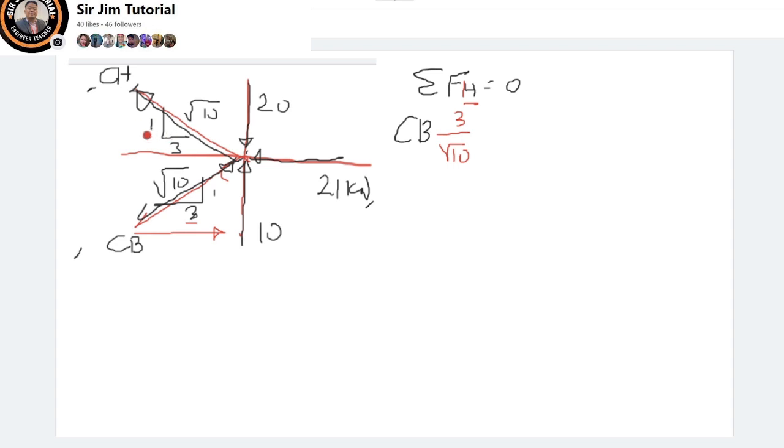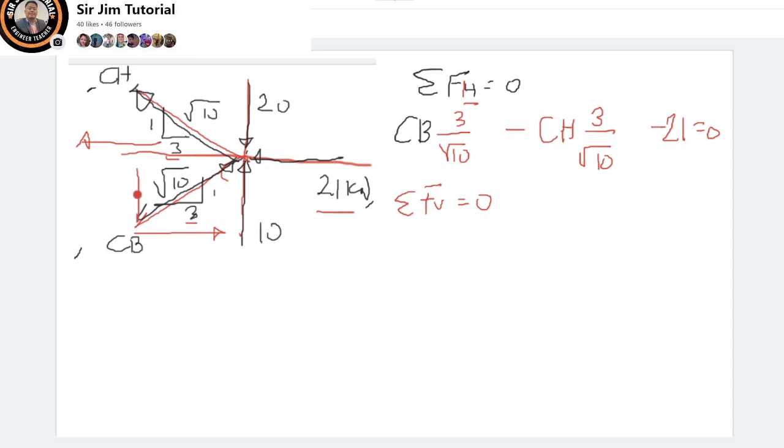How about CH? Since it's going here, that becomes minus CH, and then again horizontal, this is 3 and then square root of 10. And then you have here minus this one, 21, equals 0. How about summation of forces vertical equals 0?